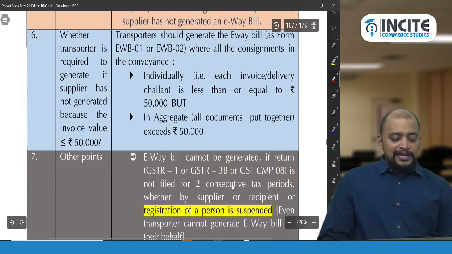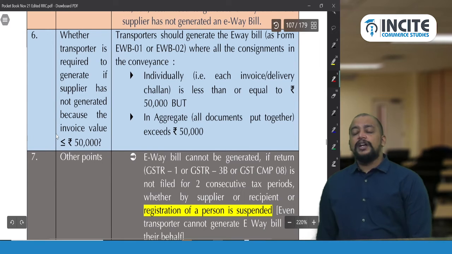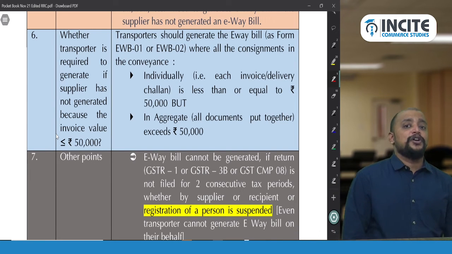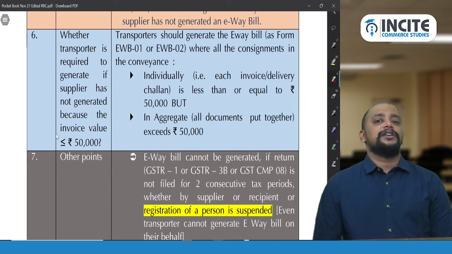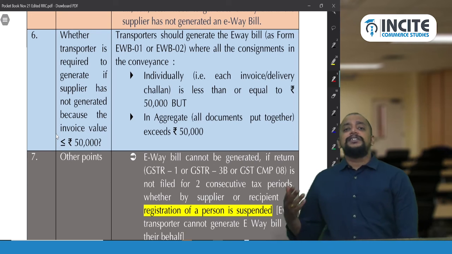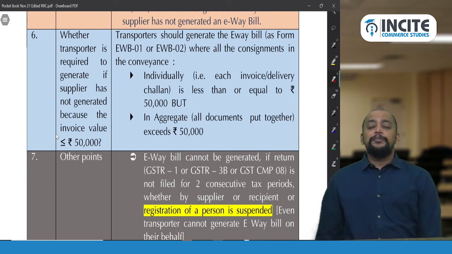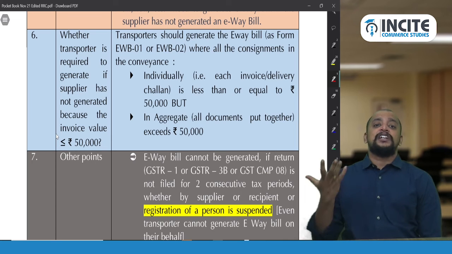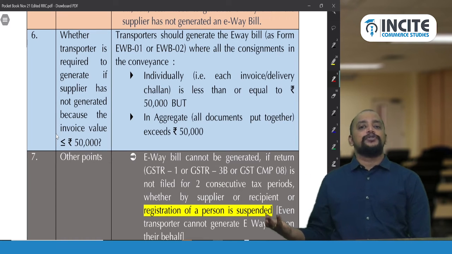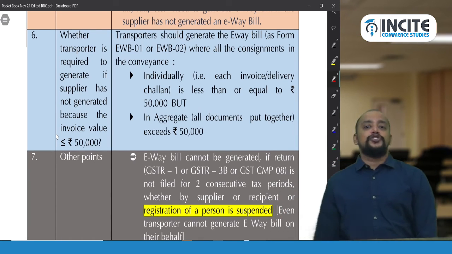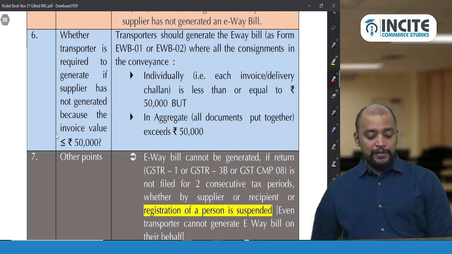Okay. Then, whether the transporter is required to generate if the supplier has not generated e-way bill because the value does not exceed 50,000. Yes, even if the value of each consignment does not exceed 50,000, so the supplier did not generate e-way bill, but cumulatively all these consignments transported by a transporter exceed 50,000 rupees, definitely the transporter should generate an e-way bill for all those consignments.